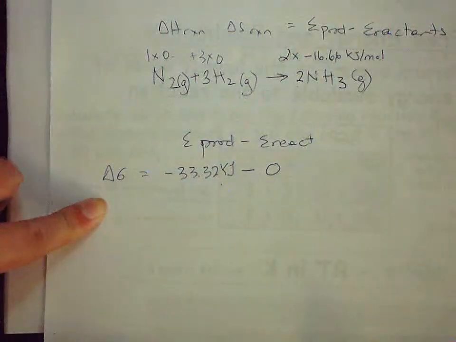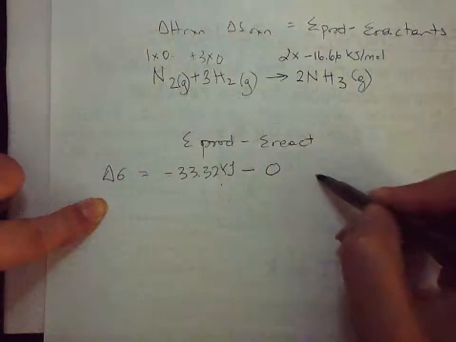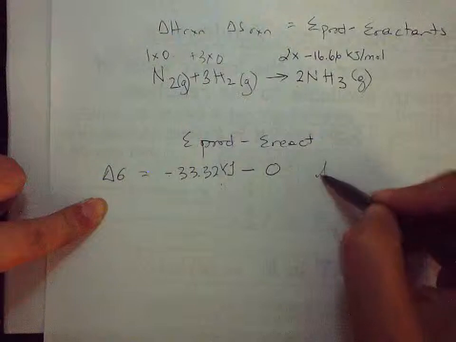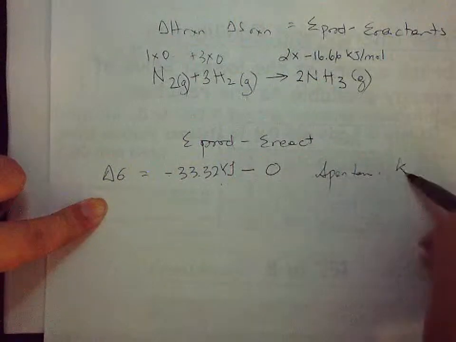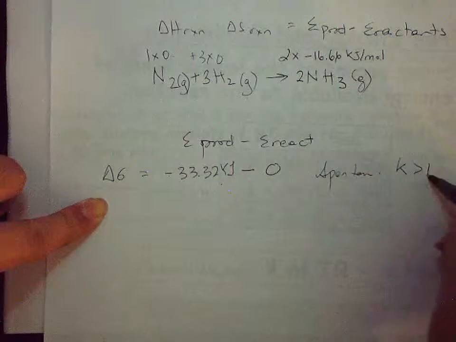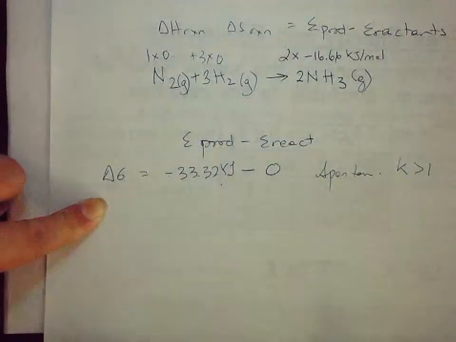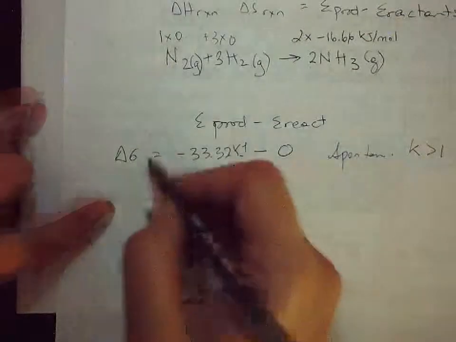Now they want me to figure out the value for the equilibrium constant. Because delta G is negative, what does that tell you about the reaction? Let's make some predictions here. It's spontaneous. So what does that tell you about K? What do you predict? It's going to be greater than 1 because this reaction is proceeding from left to right. We're going towards products. We're product favored.